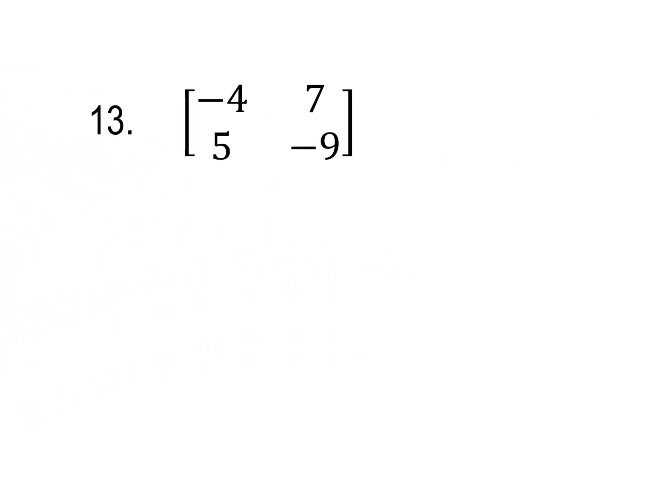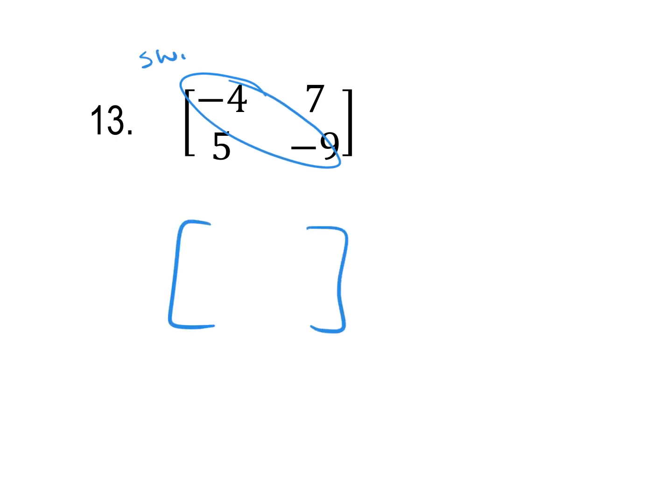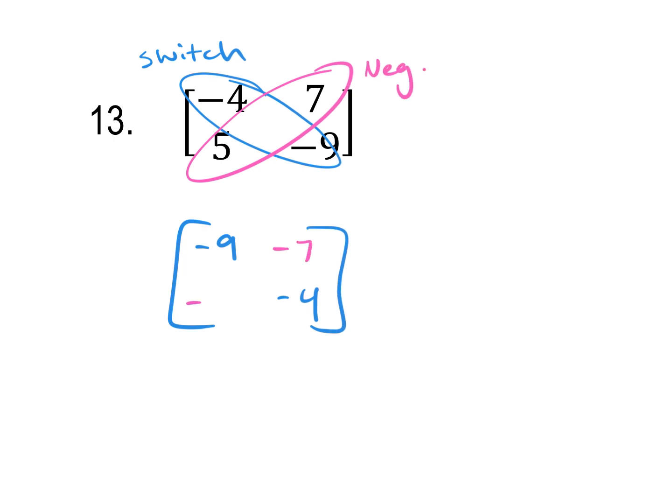So for 13, what do we do to the majors? Switch them. So we have -9 and -4. What do we do to the minors? We negate them, so make them negative. So -7 and -5. Then we want to multiply by 1 over our determinant.